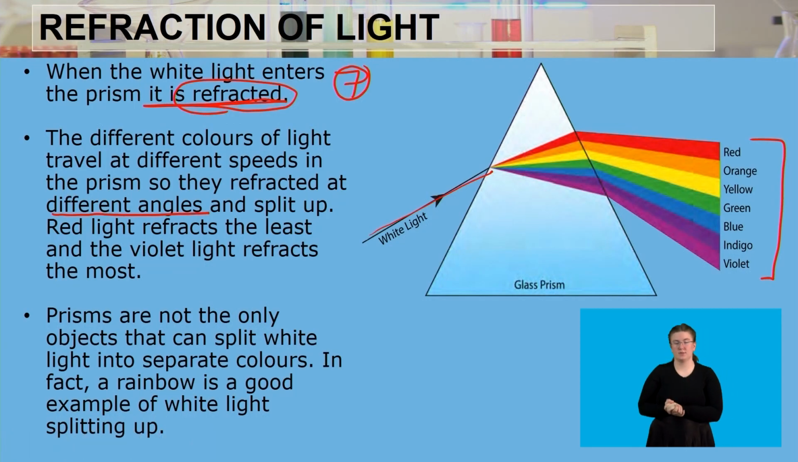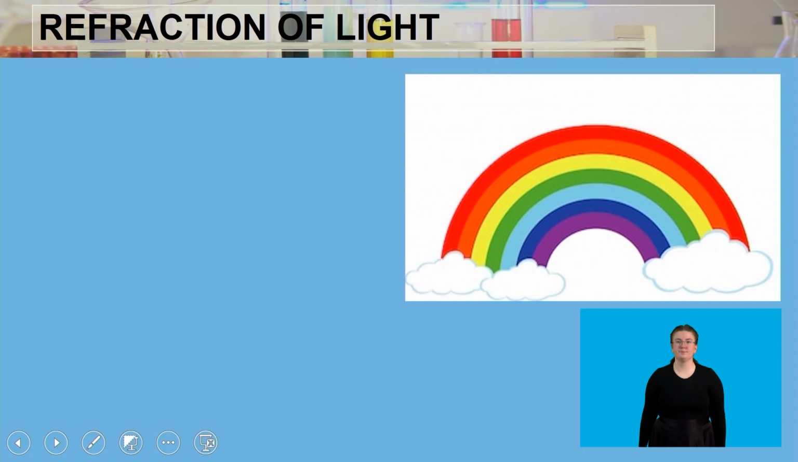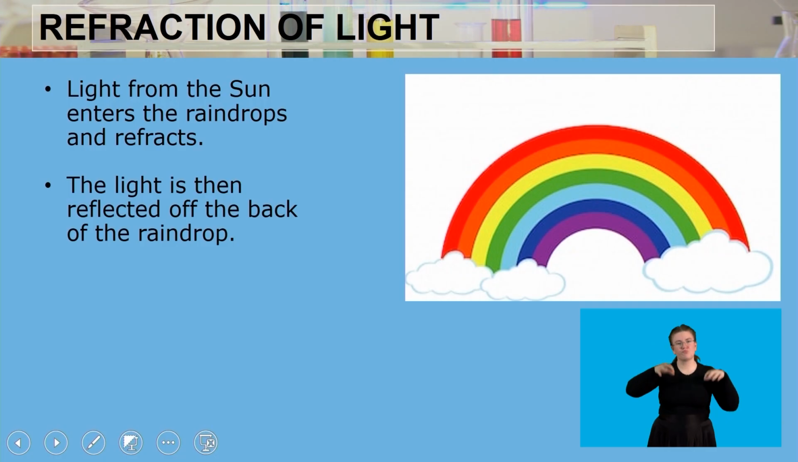Prisms are not the only objects that can split white light into separate colors. Remember, regardless of what object splits the light, that light will always split into these 7 different colors. We can use a different object to split the light, however, it will always split into these 7 different colors. An example would be raindrops. Light from the sun enters the raindrops and refracts.